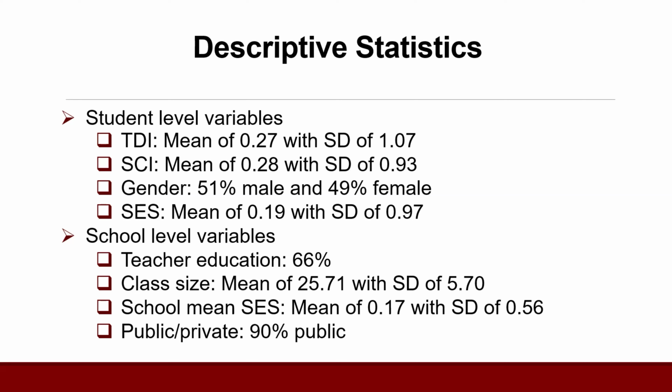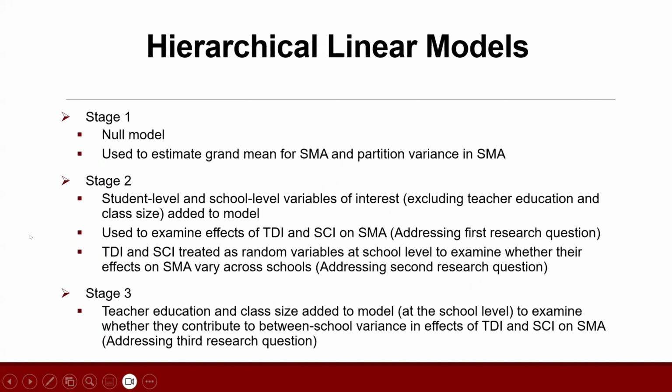But because of the multi-level structure of the data, with the students being nested within schools, we used hierarchical linear modeling in order to analyze the data. Specifically, we used a two-level HLM. So we had the student level data as well as the school level data. And we built the model in three stages.